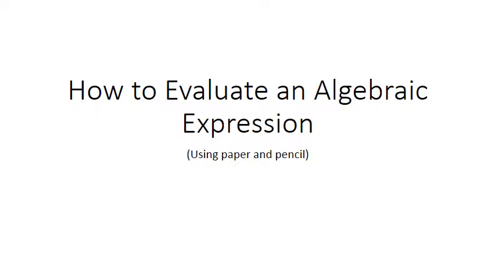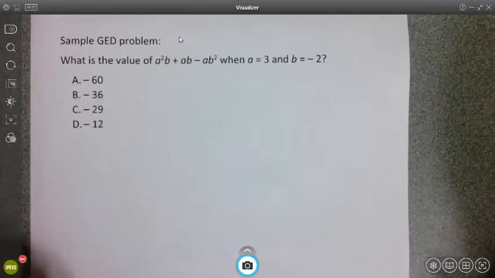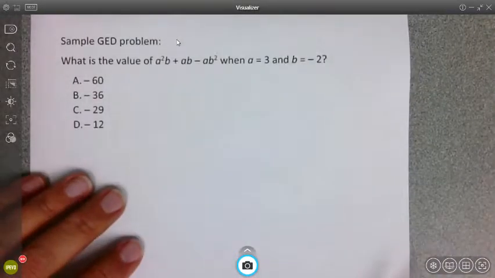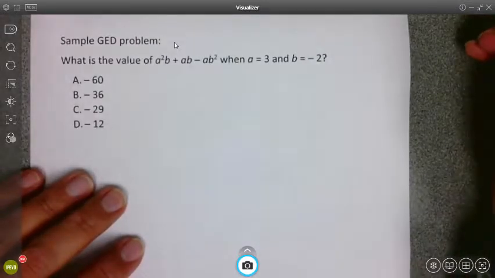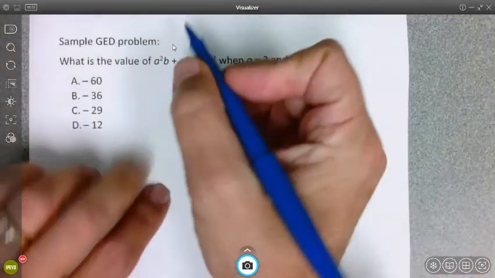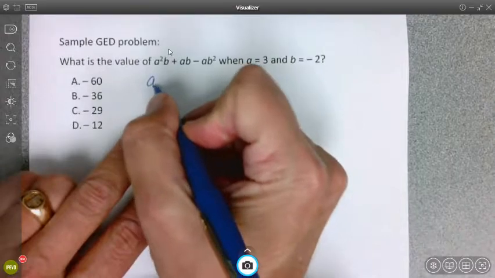In this video, we are going to learn how to evaluate an algebraic expression using paper and pencil. If you need to know what an algebraic expression is, I would encourage you to watch the previous video titled, "What is an algebraic expression?" So I have a sample GED problem where we're asked to find the value of the algebraic expression a squared times b. I'm going to go ahead and rewrite that down below.